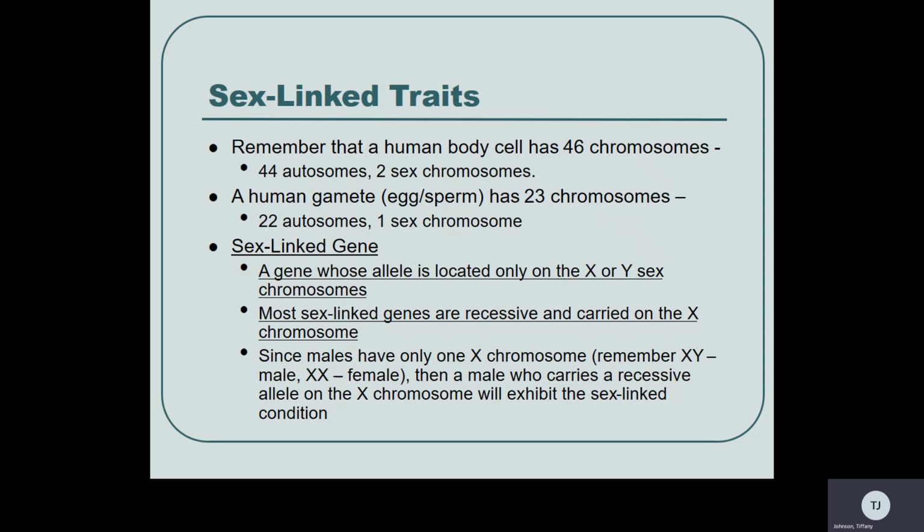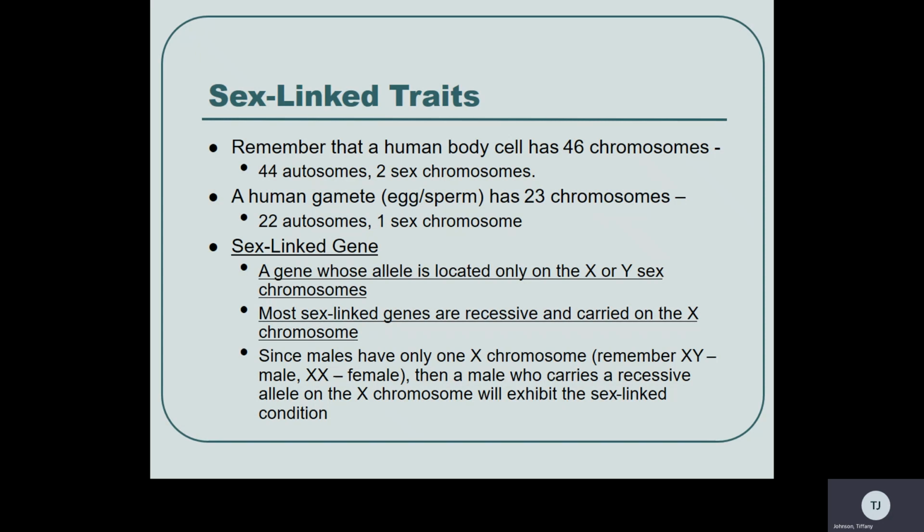But then you also have two sex chromosomes. If you're a girl, your two sex chromosomes are XX. And if you're a boy, your two sex chromosomes are XY. And that's in a regular body cell. But if we're talking about a gamete, an egg or sperm cell, that's going to have half the number of chromosomes. Remember, those are haploid. So they have 23.